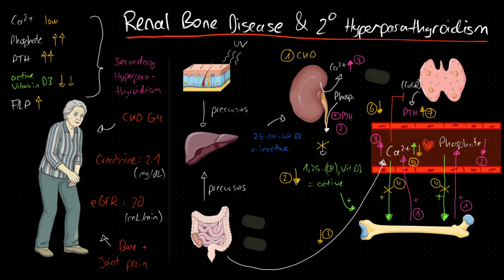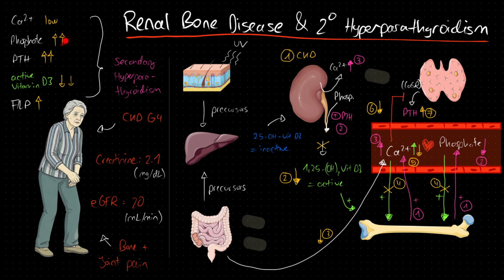Let's see how this explains our patient's laboratory values in secondary hyperparathyroidism. It all begins with a drop in active vitamin D3. Due to the decrease, calcium absorption is reduced. However, serum calcium is not severely low, but at the lower limit of normal, because PTH counteracts the drop. The further active vitamin D3 and calcium decrease, the more PTH is released for compensation. In the end, we see a low normal calcium level with elevated PTH.